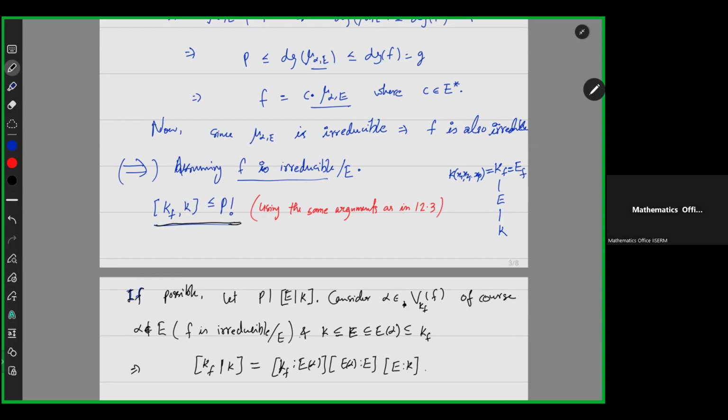Okay. Since we have n distinct roots, since the cardinality of VF is exactly P, okay, so any permutation of roots will give you an automorphism of KF, a K-automorphism. So this will be bigger than or equal to P factorial, the cardinality of SP.